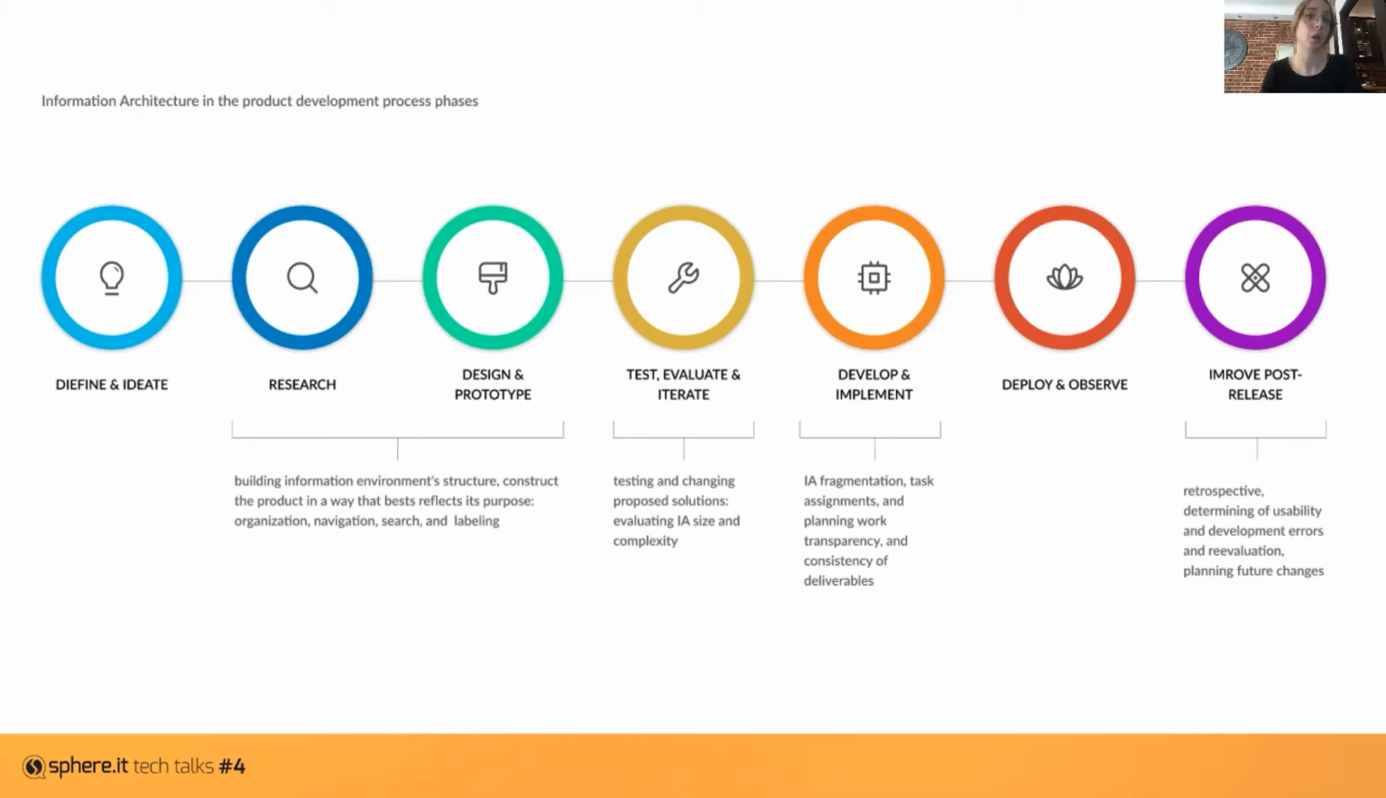Finally, we move to development and implementation. Here, the IA gets fragmented and assigned as tasks to deliver for our teammates. So some of them get the search, some get navigation to do, and so on and so on. It is usually also common to double-check and test all the work done again before deployment.